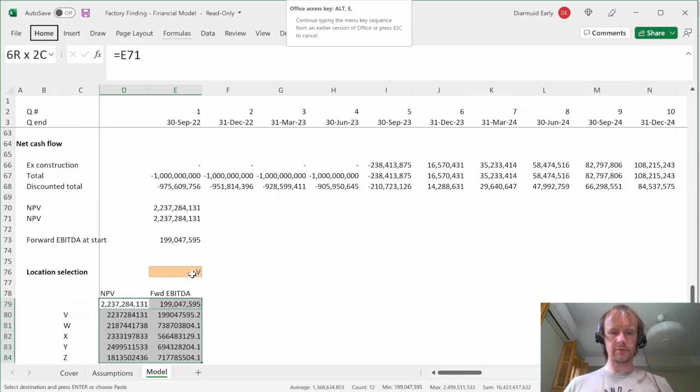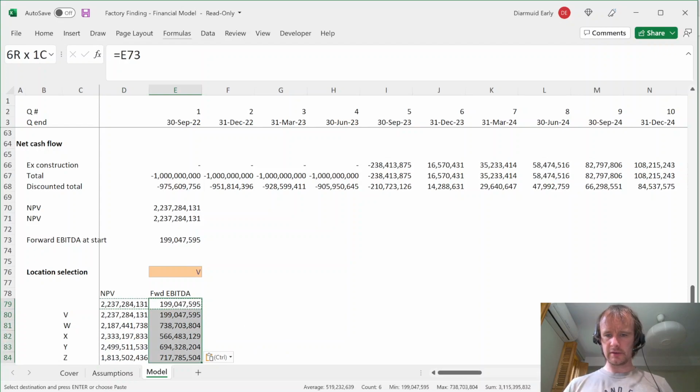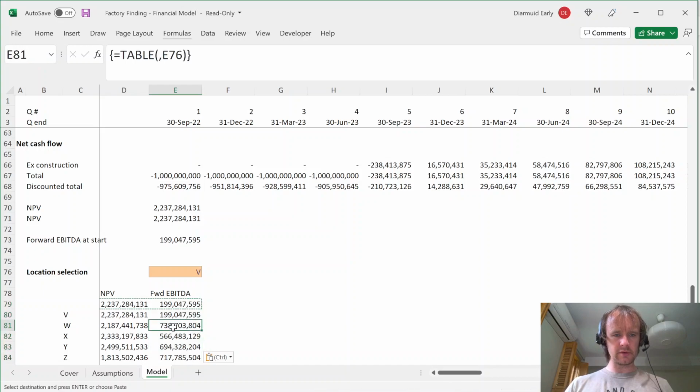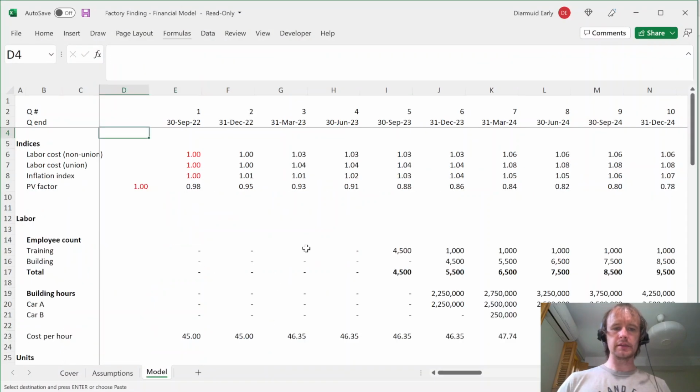I'm going to copy the number formats here. And then we can see, okay, which one is the biggest? Max is 2499, which is Y. And the best forward EBITDA is 738703, which is W again. So the answers there are Y and W. So that's it.